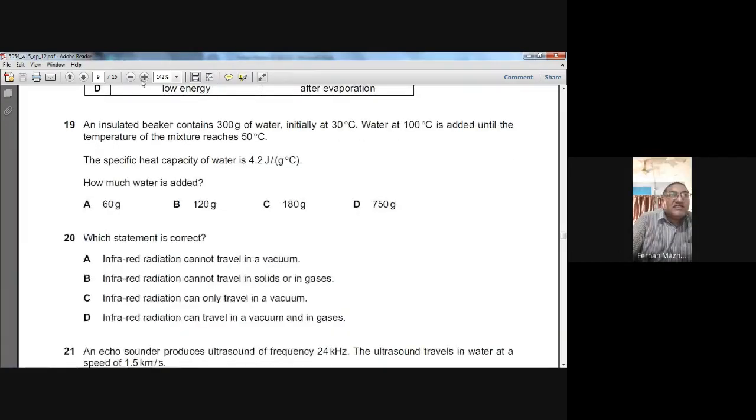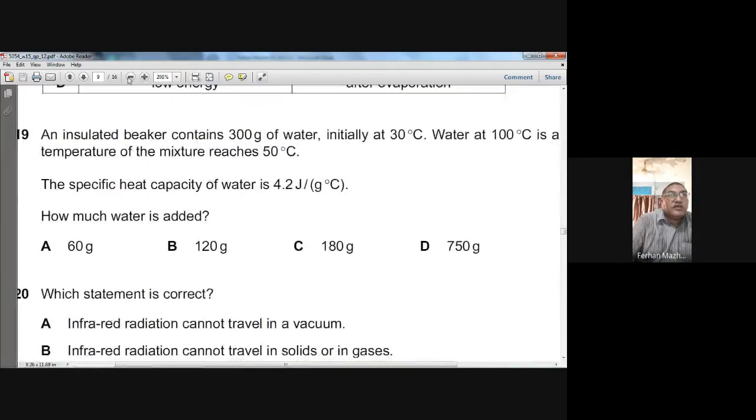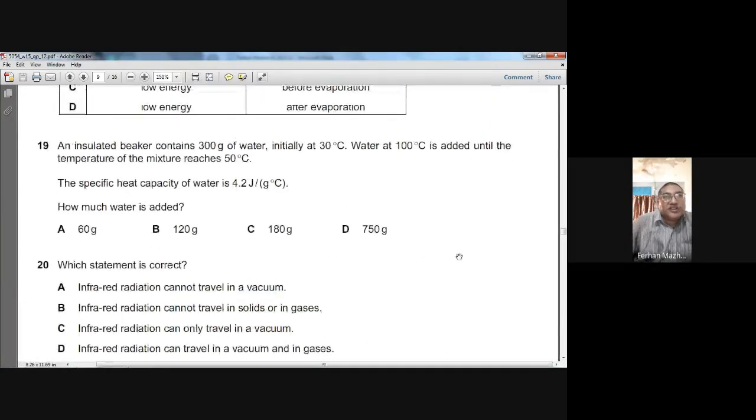Question number 19 is on your screen. Let me show you. Okay. An insulated beaker contains 300 grams of water initially at 30 degrees centigrade. Water at 100 degrees centigrade is added until the temperature of the mixture reaches 50 degrees centigrade. The specific heat capacity of water is 4.2 joules per gram per degree. How much water is needed?